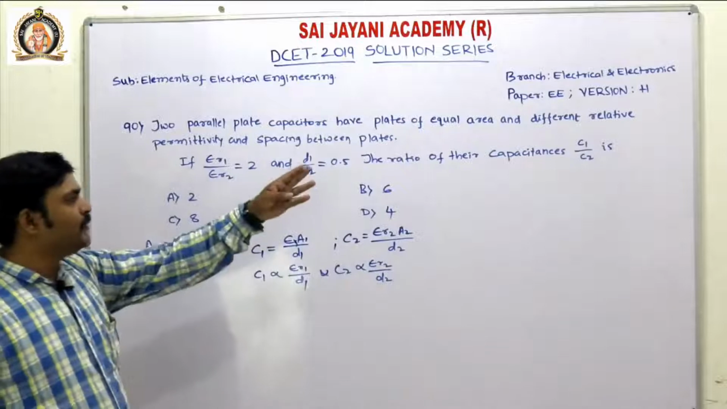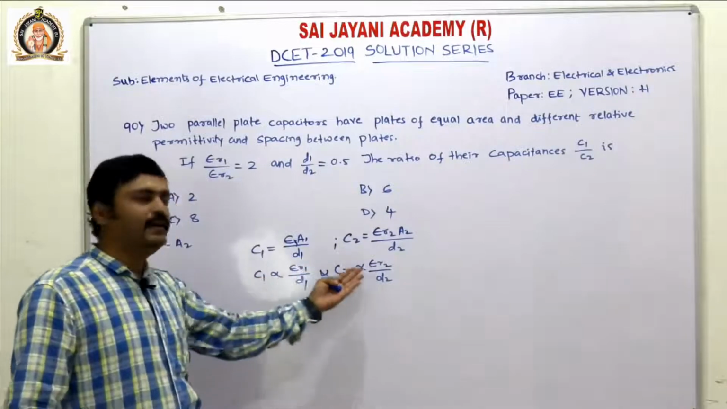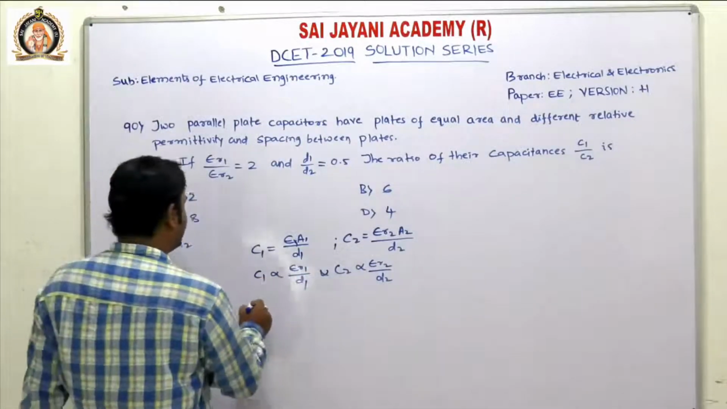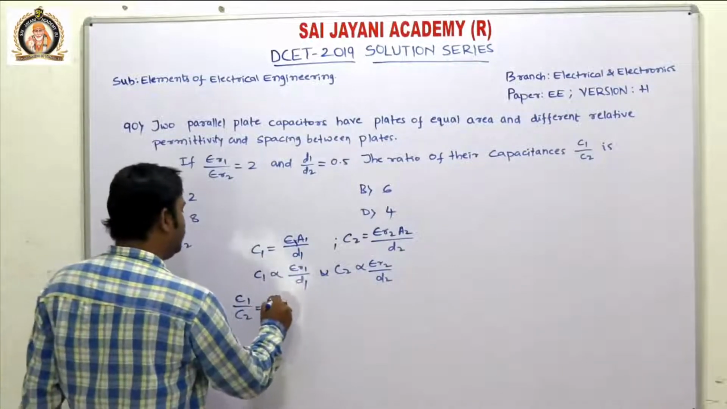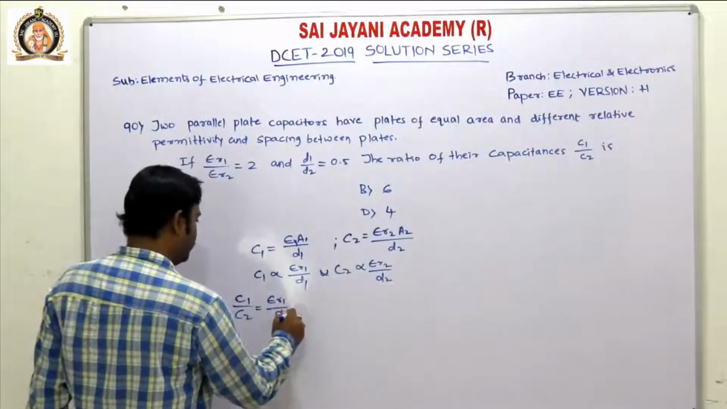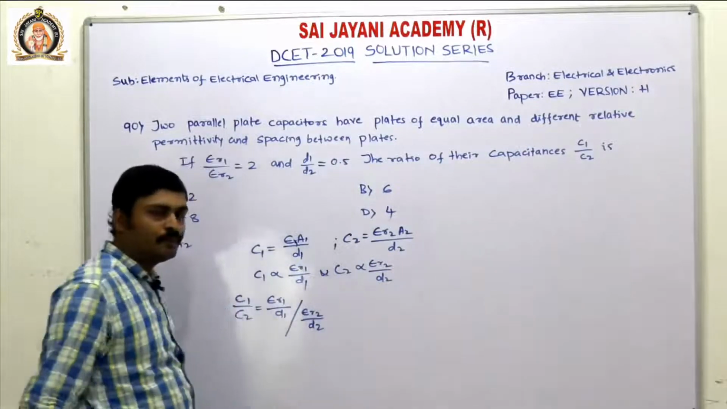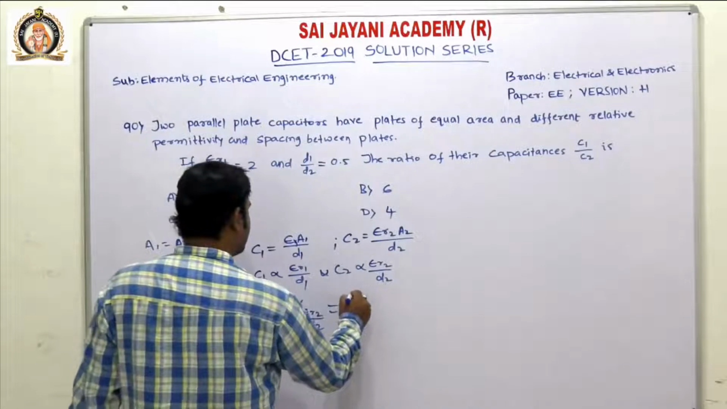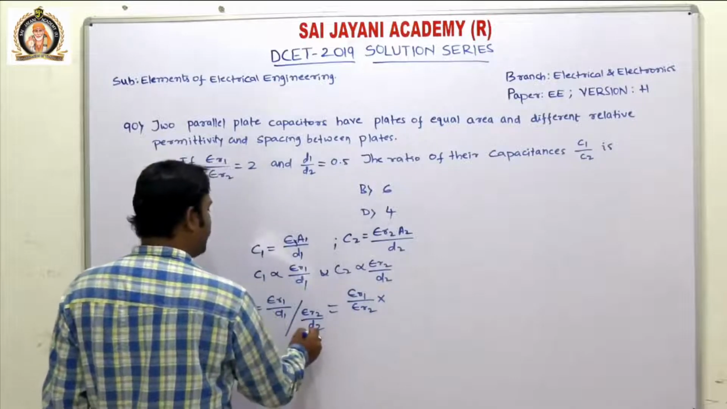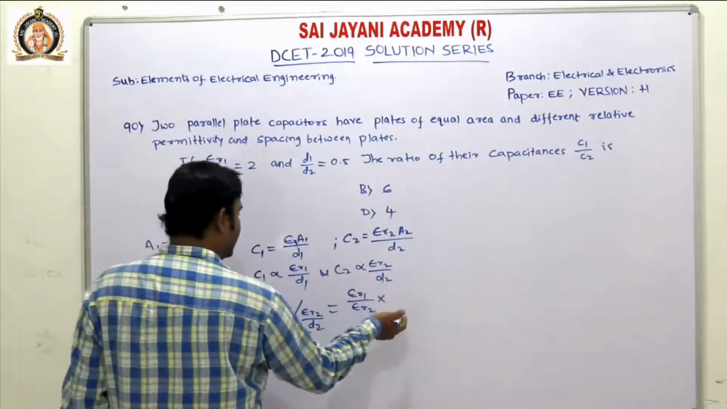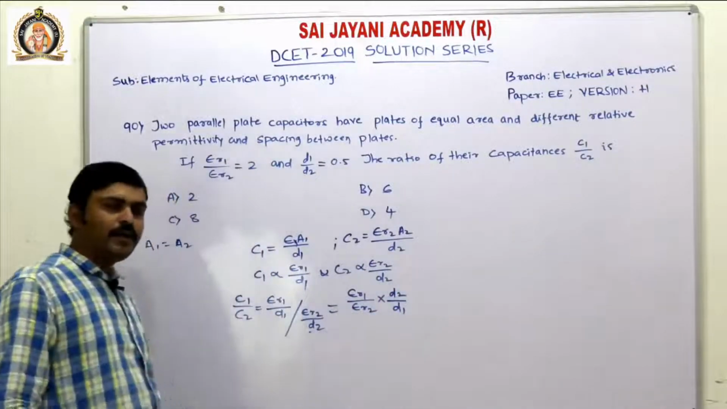Okay, what has he asked? The ratio of their capacitances C1 by C2. Now I will divide this by this. Okay, we will get the answer. C1 by C2 equals epsilon R1 by D1 whole divided by epsilon R2 divided by D2, right? So now this can be written as epsilon R1 by epsilon R2 into, since this is in the denominator, it will be reversed like this, D2 divided by D1, right?